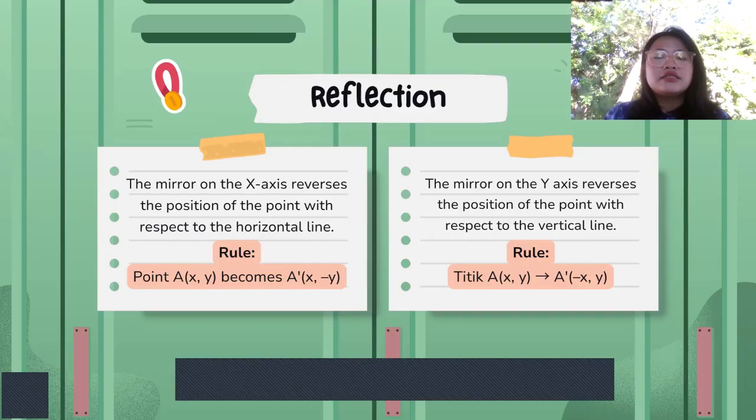Here, the x coordinate stays the same, but the y coordinate changes its sign. Second, reflection across the y-axis. The rule is A(x, y) becomes A'(-x, y). In this case, the y coordinate remains the same while the x coordinate changes its sign.